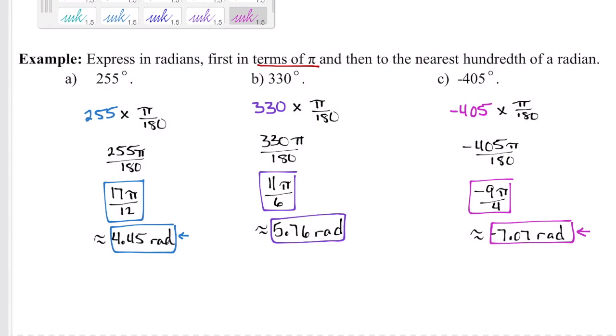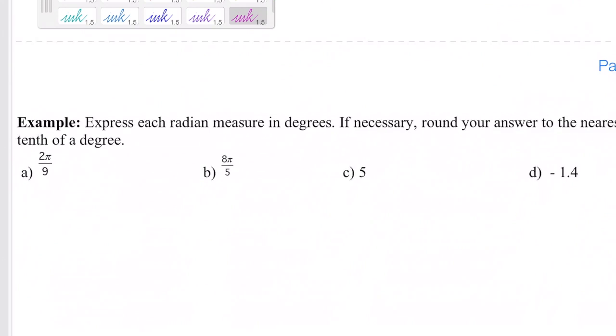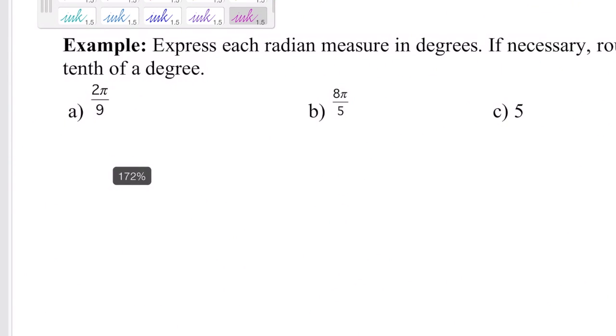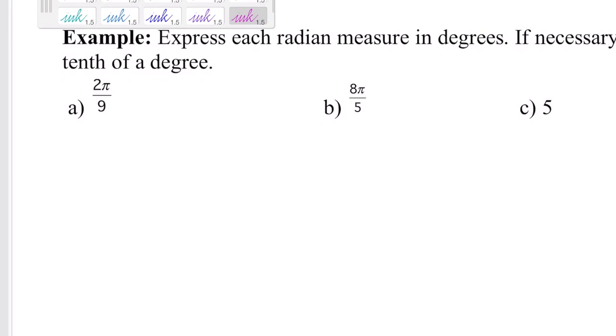So moving from 255 degrees, we would have 17 pi over 12, which is approximately 4.45 radians. For 330 degrees, we'd have 11 pi over 6, which is approximately 5.76 radians. And then for negative 405, we have negative 9 pi over 4, which is approximately negative 7.07 radians. And then we're ready to go in the other direction. So then here, we're going from radians to degrees.